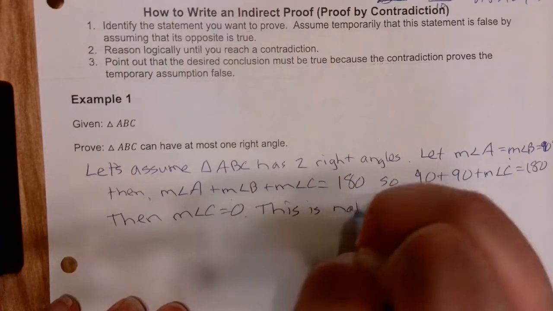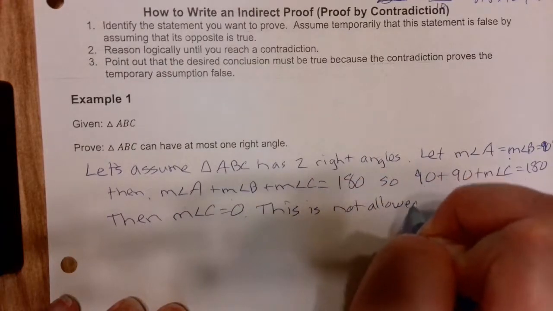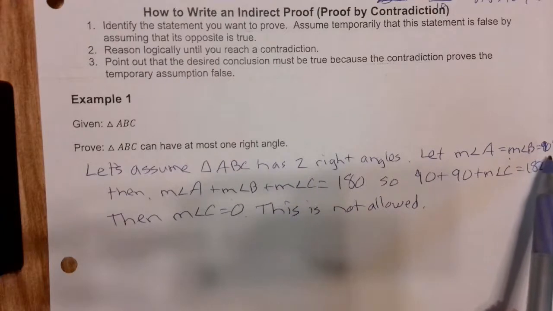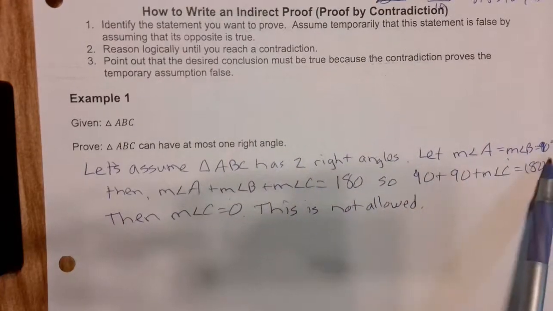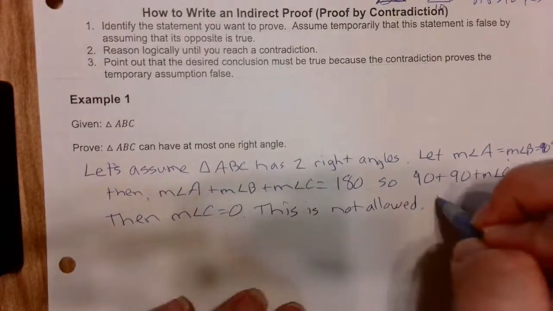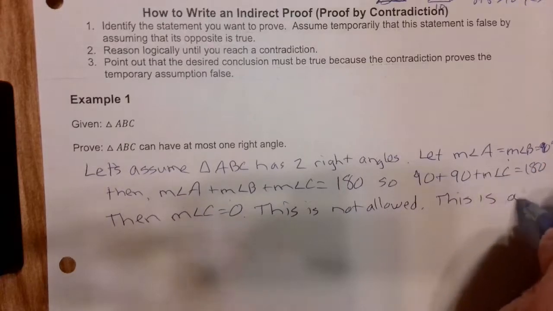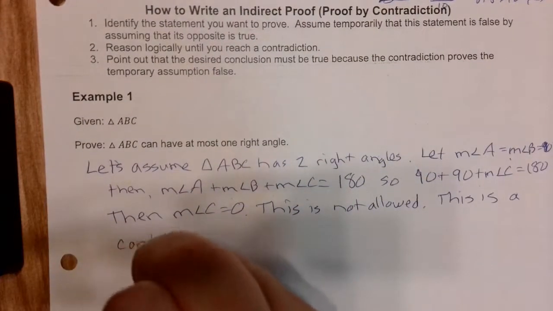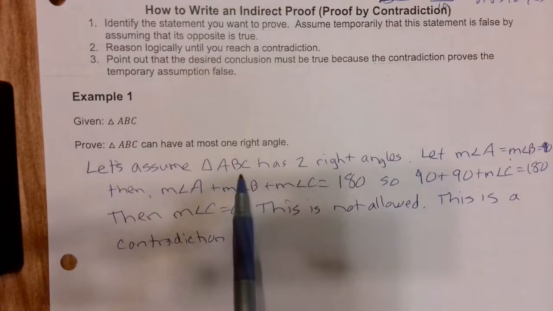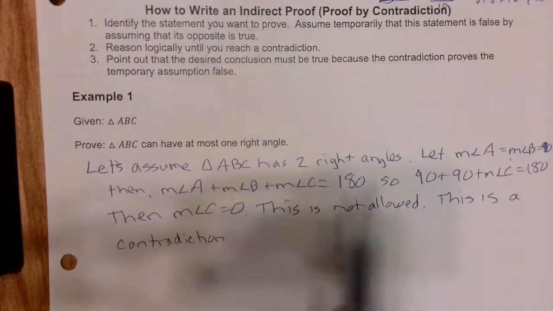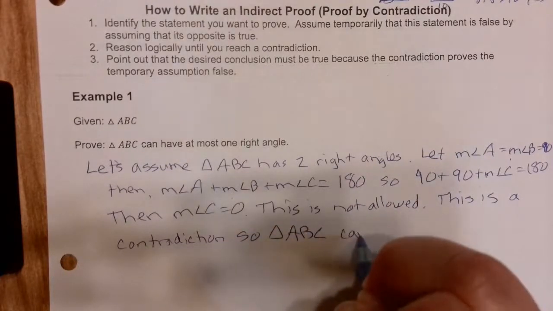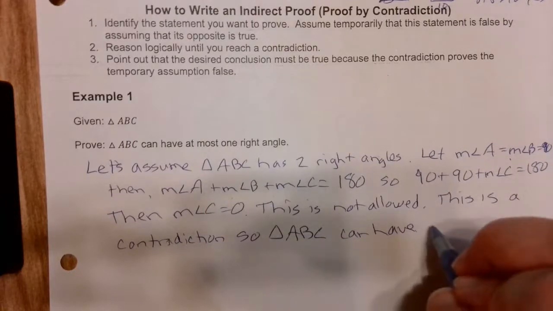This is not allowed. So we assumed that A and B were both 90. What we found out is that if A and B are both 90, then C has to be 0, and that's not allowed. This is a contradiction. So what that means is that our assumption was wrong. So, triangle ABC can have at most one right angle.